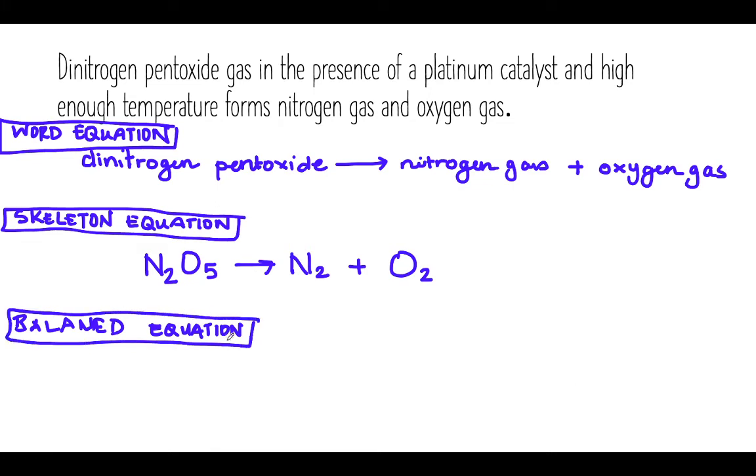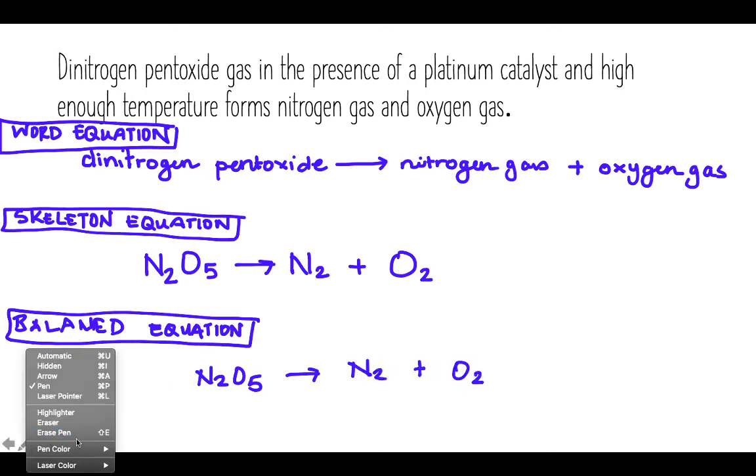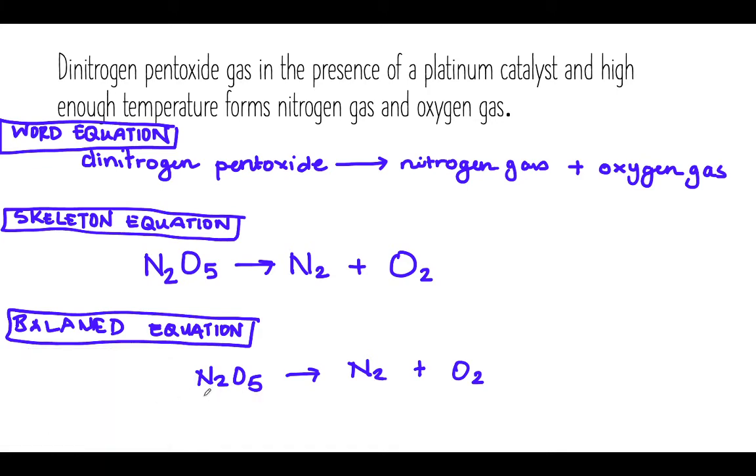So for the balanced equation, I need to start off by writing my skeleton equation and then going from there. So let me change the color of my pen. And I essentially, as I mentioned earlier, want the same number of elements on the left side of the arrow as I do on the right side. So N2, there's 2 nitrogens on the left side, 2 nitrogens on the right side. In terms of oxygen, I've got 5 oxygens here and 2 oxygens here.